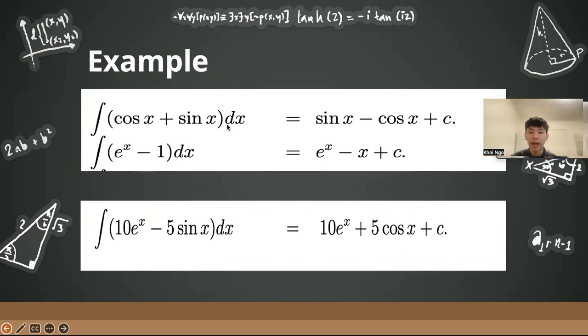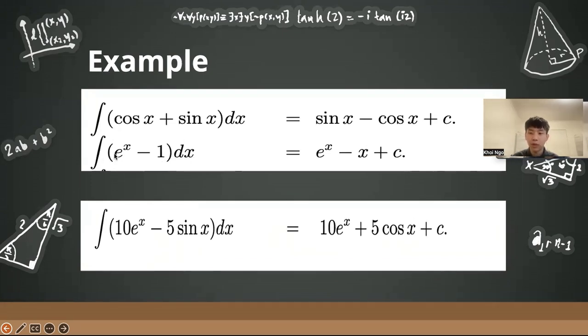Antiderivative of cos x plus sine x dx. One more time: the antiderivative of cos x is sine x. The antiderivative of sine x is minus cos x, and plus c at the end. For the next question, the antiderivative of e to the power of x minus 1 dx.